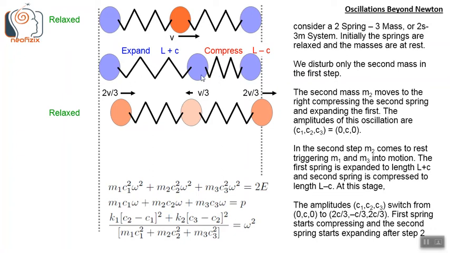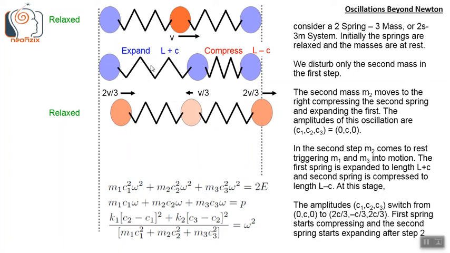So at this stage the amplitudes switch from the values 0, C, 0 that we saw in the first step, to 2C by 3, minus C by 3, and 2C by 3. So the amplitudes are all less than C, and it has 2/3 the amplitude of the original. M1 and M3 have the same amplitude in the same phase of oscillation, and M2 has the opposite. So if M1 and M3 are moving to the right, M2 is moving to the left.